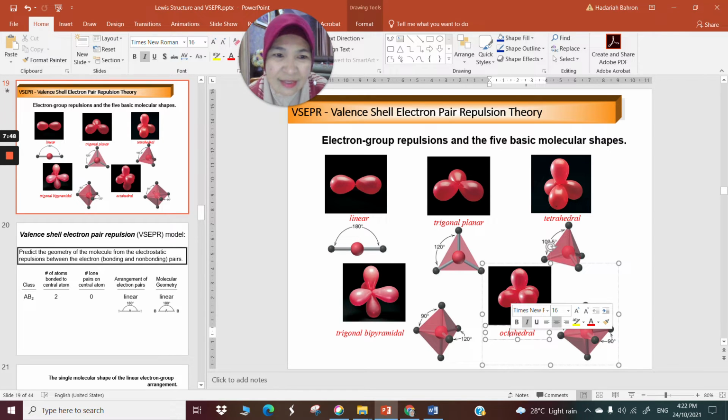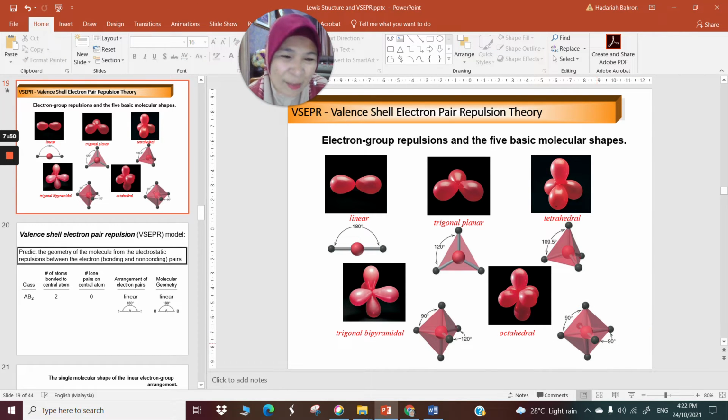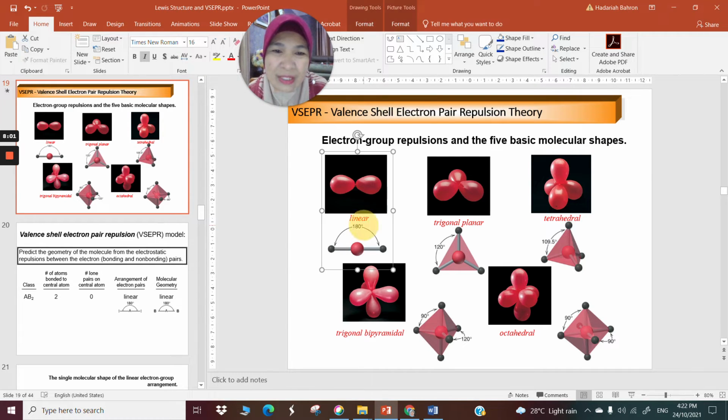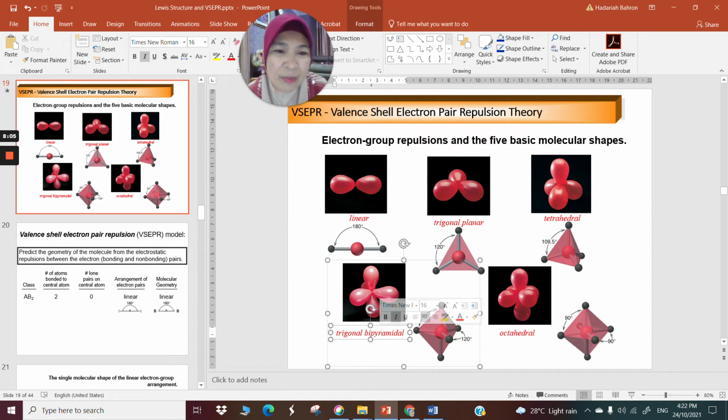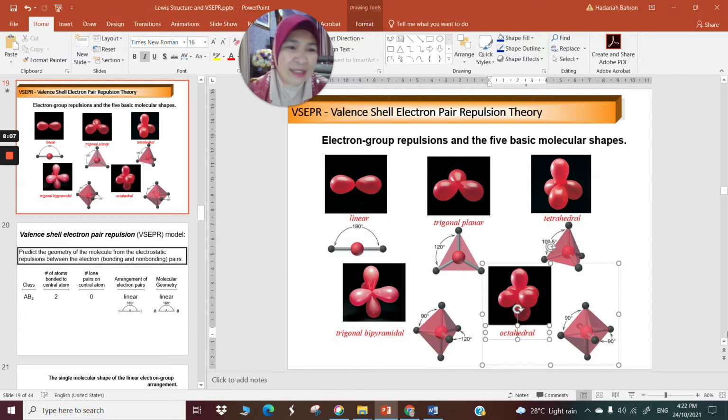8 faces. It's not about 6. It's not about 6 atoms or 6 corners of this. It is about the faces. So you have 5 basic molecular shapes: linear, trigonal planar, tetrahedral, trigonal bipyramidal, and octahedral. Now bear that in mind.